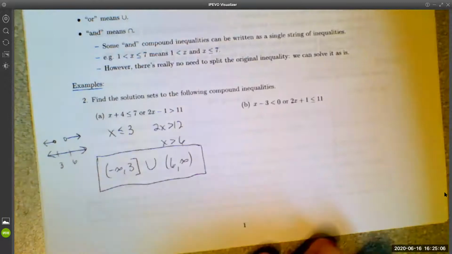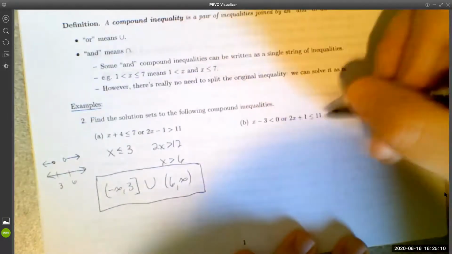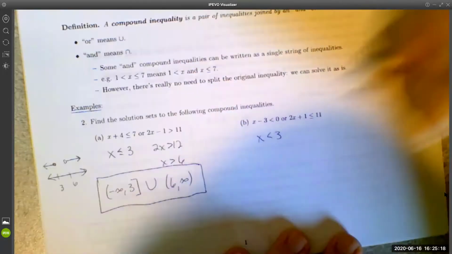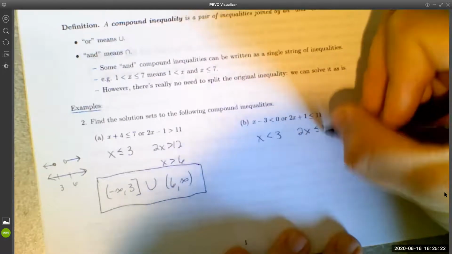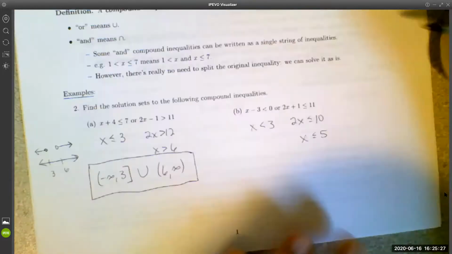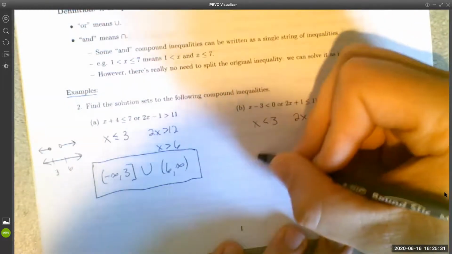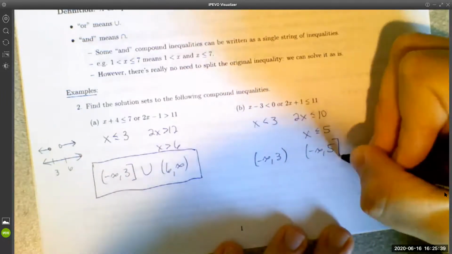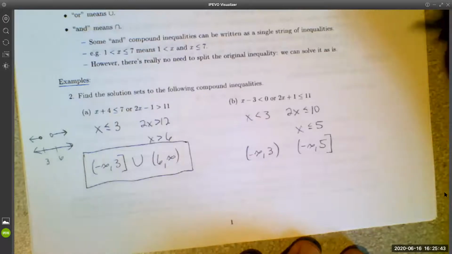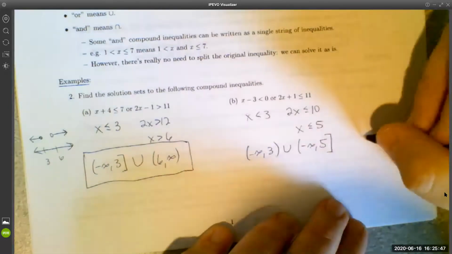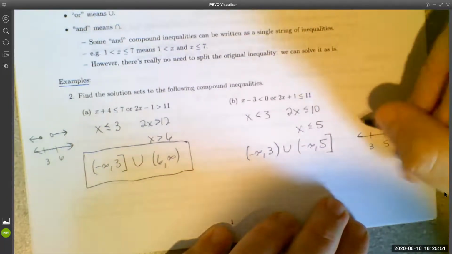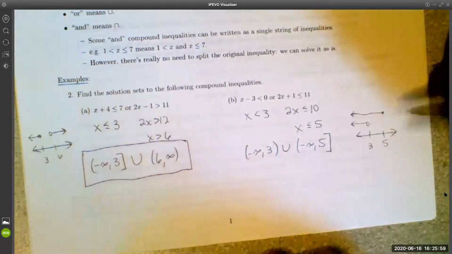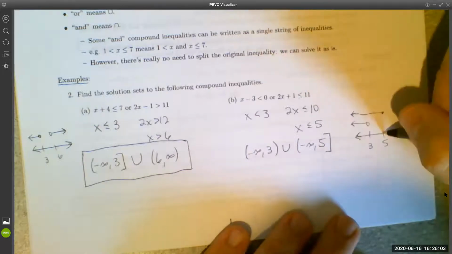Let's look at another one. So x minus 3 greater than 0, or 2x plus 1 less than or equal to 11. Here I'm going to get x greater than 3. Here I'm going to get 2x less than or equal to 10, so x is less than or equal to 5. For the first one, the solution set is 3 to infinity. For the second one, the solution set is negative infinity to 5. There's definitely quite a bit of overlap there. So of course I'm going to take the union of these two sets, but to see what the union is, it's maybe helpful to look at a picture, 3 and 5. The first one looks like that. The second one looks like that. So the union, remember, is the combination of the two sets. So the union is going to go, in this case, from negative infinity all the way up to 5.